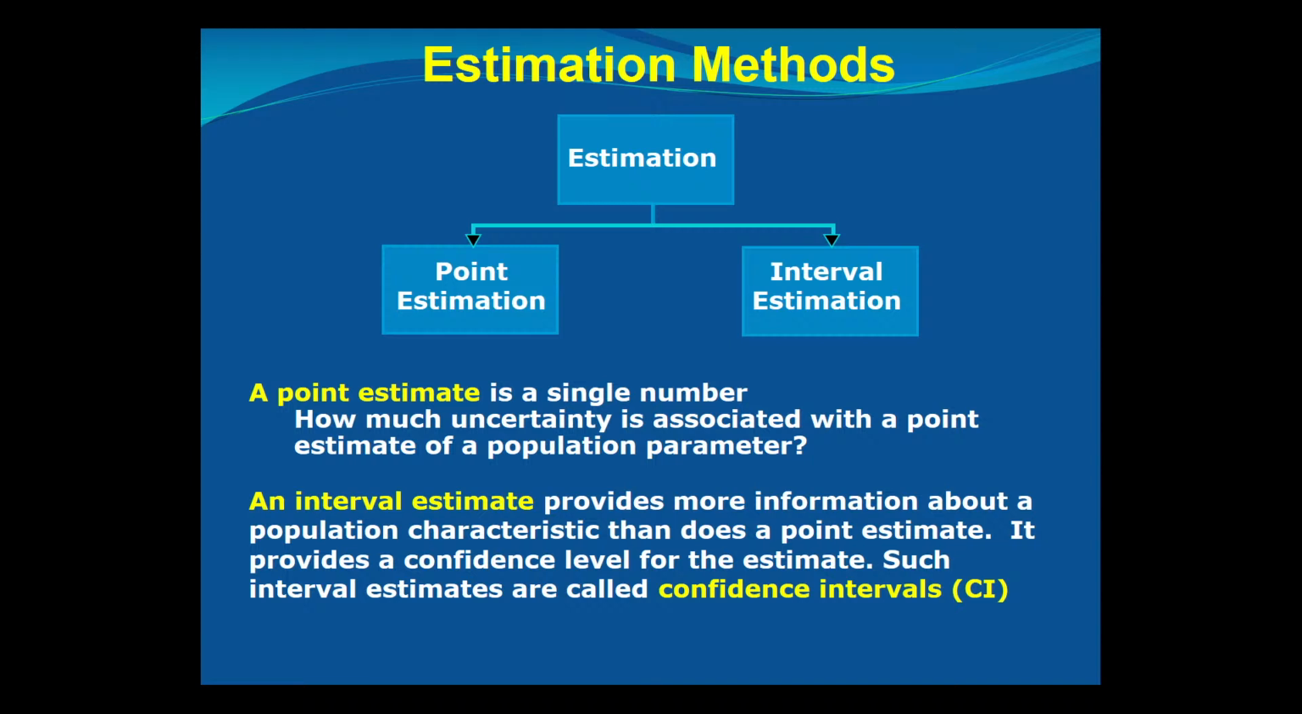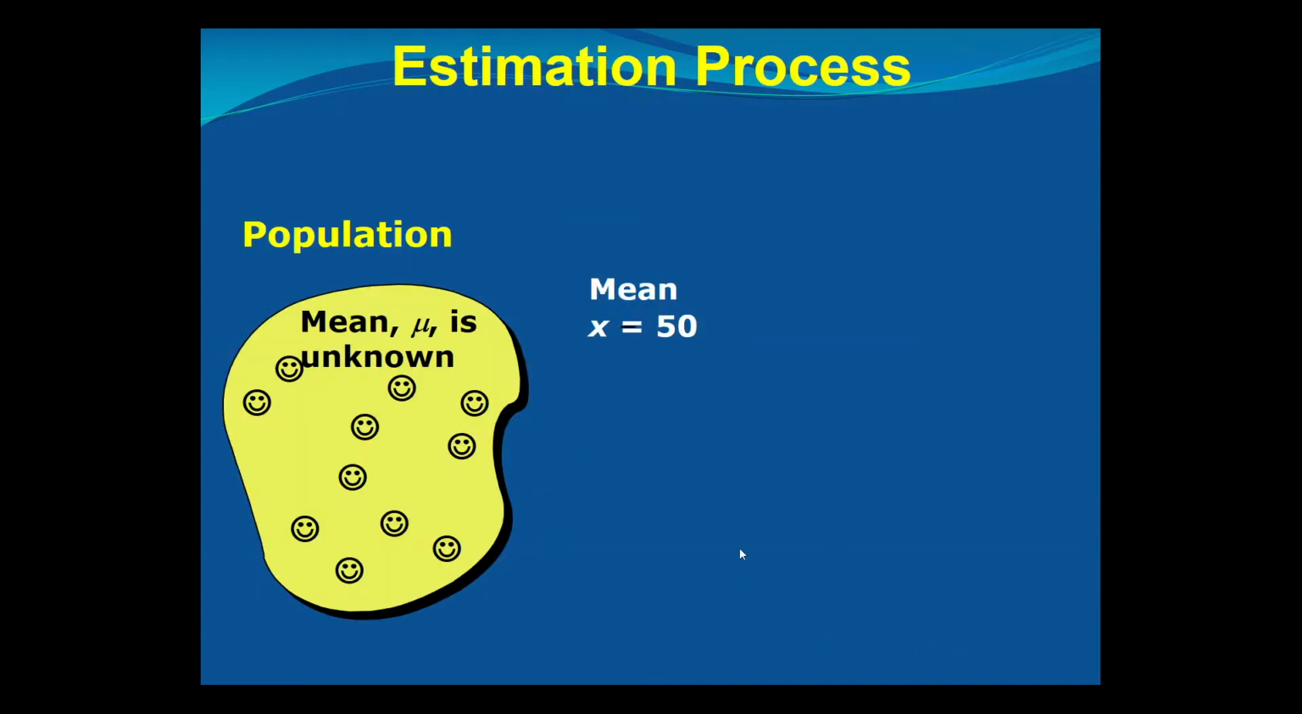How much uncertainty is associated with a point estimate of a population parameter? An interval estimate provides more information about a population characteristic than a point estimate does. It provides a confidence interval for the estimate. Such interval estimates are called confidence intervals, or CI.